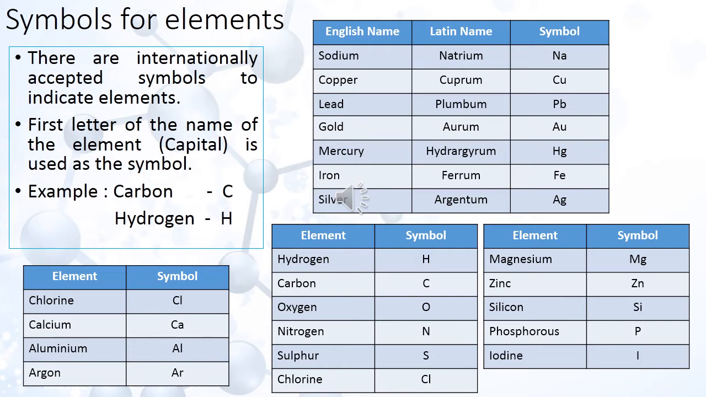Always we are taking the first letter of the element as the symbol of the particular element. For example, carbon starting from letter C. So, as symbol of carbon, we are taking capital C. Hydrogen starting from letter H. So, the symbol of hydrogen we are taking as capital H.